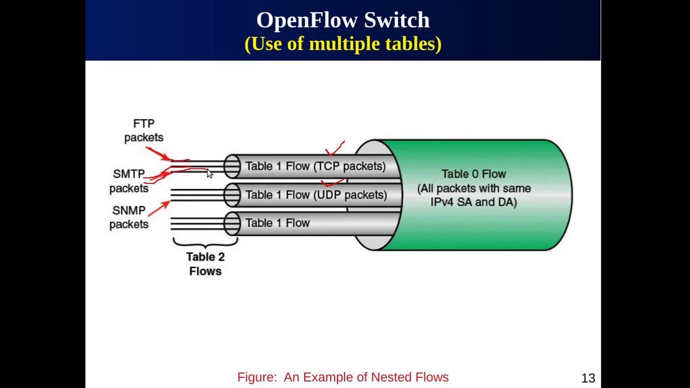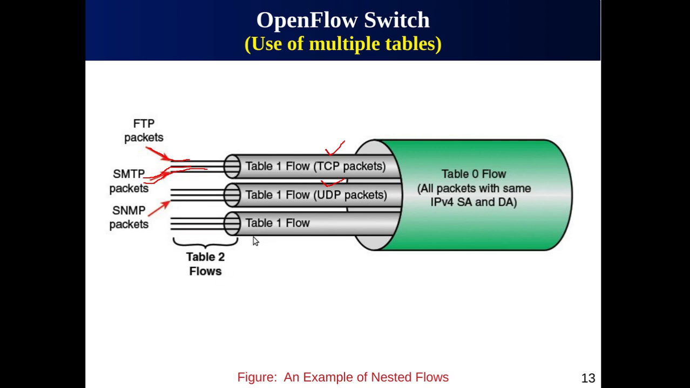Okay, so SMTP, Simple Mail Transfer Protocol, or File Transfer Protocol, these applications are running on top of TCP, so you can divide TCP subflows on the basis of the protocol that is actually running on top of TCP or UDP. Similarly, UDP flows could be subdivided based on the protocols that run on top of UDP, such as SNMP, which stands for Simple Network Management Protocol, and the figure also indicates other subflows at tables 1 and 2, which may be used for other purposes.